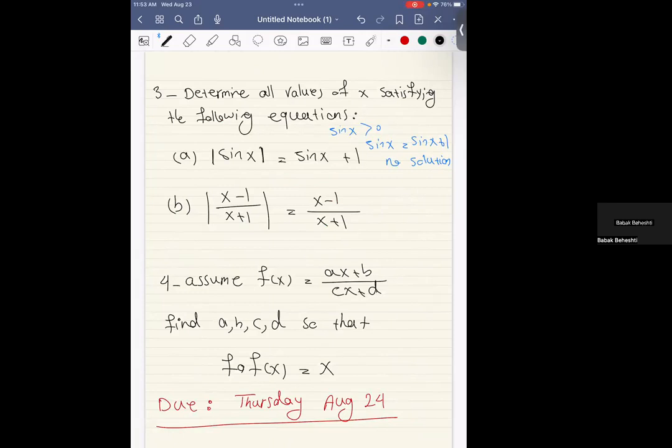So by the way, 3b, when I say the absolute value of some t equals t, it means t must be positive. So when you say that the absolute value of t equals t, it means t is greater than or equal to 0, right? So that means this is basically an inequality. So x minus 1 over x plus 1 must be positive.